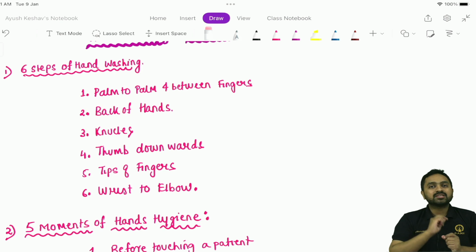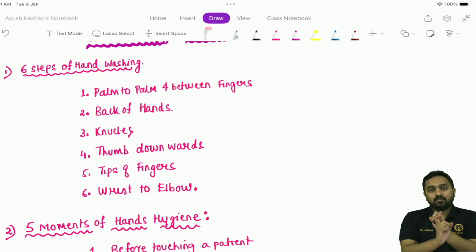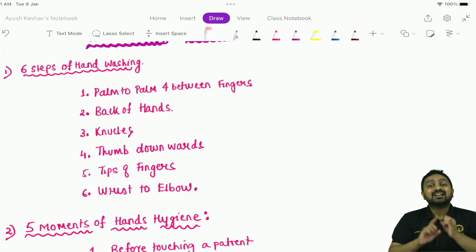Now the questions that can be framed: how many steps of hand washing? It might look like a silly question to you, but trust me, I've got a lot of messages in my inbox where students have confused the moments of hand hygiene with the steps of hand washing. So there are 6 steps.